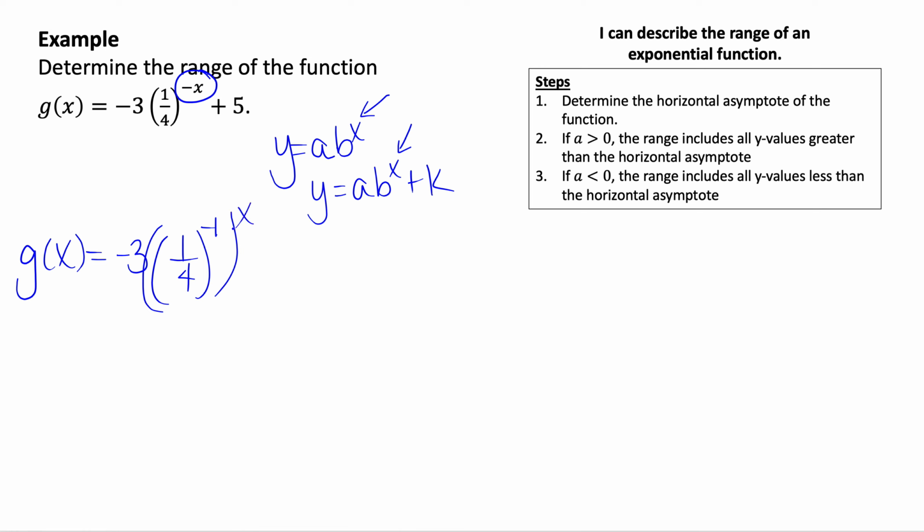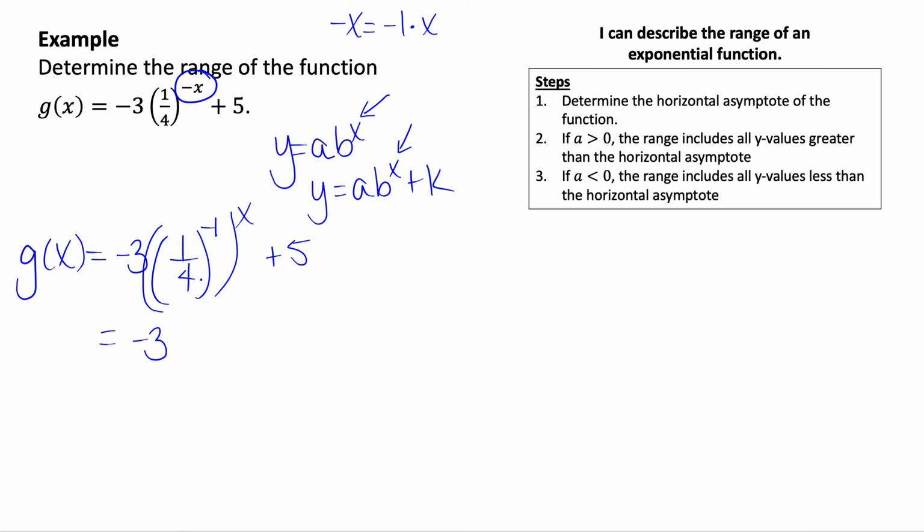Okay, so I just broke that down using the power property, where if you have a power to a power, you multiply the exponents. So all I did was take -x and rewrite that as -1 times x. So then we still have that plus 5. Well, let's think about this.